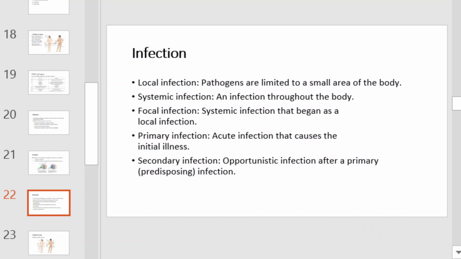Infection. Local infections, again, are limited to a small area of the body. Systemic, throughout. Focal, a systemic infection that began as a local infection. Primary infection is an acute infection that causes the initial illness, and the secondary infection is the opportunistic infection after a primary predisposing infection.